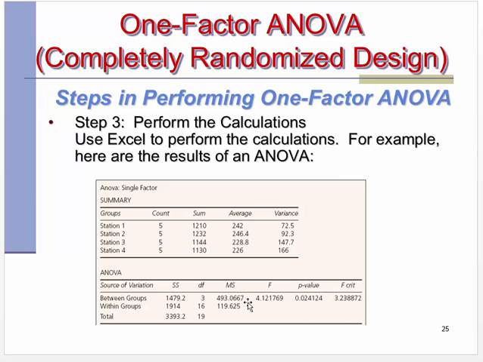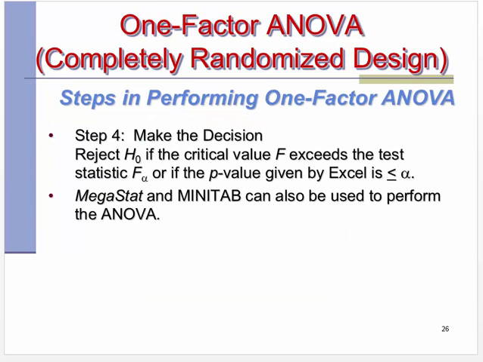Since your calculated F statistic 4.12 is larger than F critical, we know you can reject the null. Or alternatively, we can use the p-value approach. We know the p-value here is 0.02, which is less than 0.05, so we can also reject the null. So step 4 is make the decision. Reject the null if the test statistic exceeds the critical value F, or if the p-value is less than alpha, as we have seen. Megastat and Minitab can also be used to perform ANOVA. That's the same.